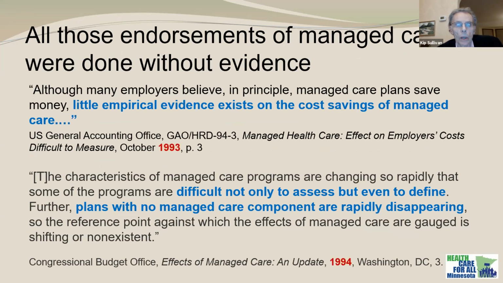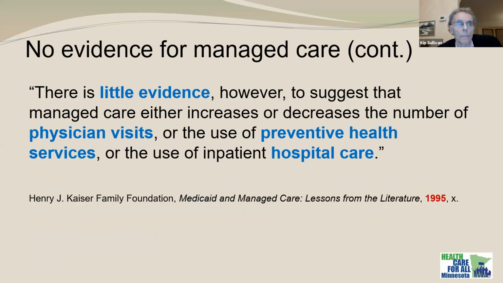And I'm just going to ask you to look briefly here at the authors and the dates of some of these excerpts. In the top of the slide, you see the U.S. General Accounting Office, 1993, saying little empirical evidence exists on the cost savings of managed care. And note, this is 1993. This is more than 2 decades after Paul Ellwood convinced Ted Kennedy and Nixon to support HMOs because they would bring costs down. The lower half, you see an excerpt from the Congressional Budget Office, 1994, stating that it's difficult to assess whether managed care is saving any money.